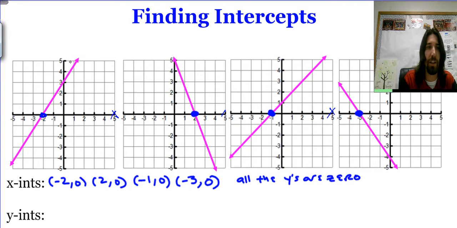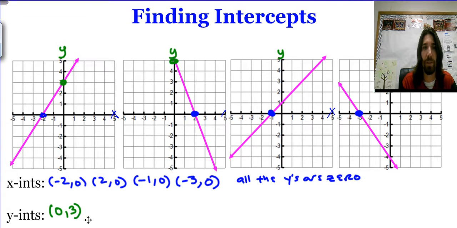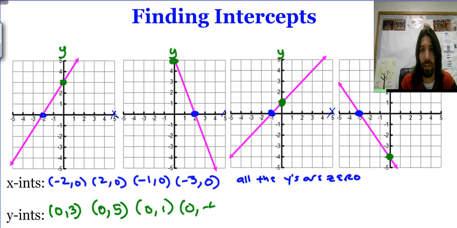Now let's find the y-intercepts. So we're going to look at the y-axis. I'm going to travel down the y-axis. I got this point, 0, 3. I got this one way up here at the top. That's 0, 5. This one is 0, 1. And this one is 0, -4.